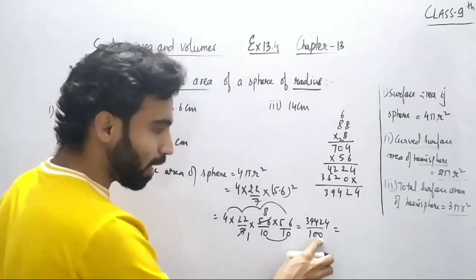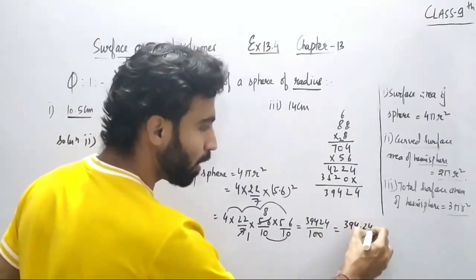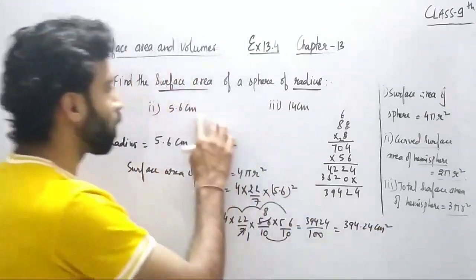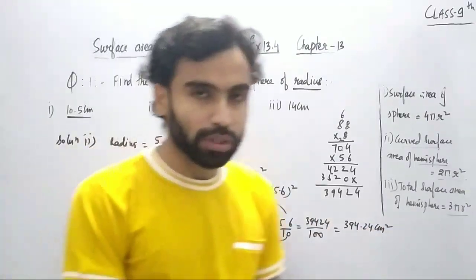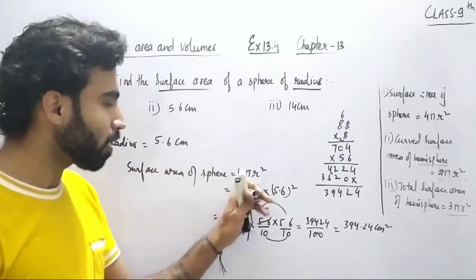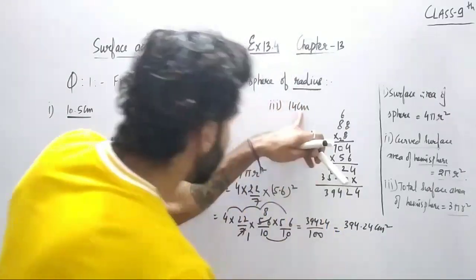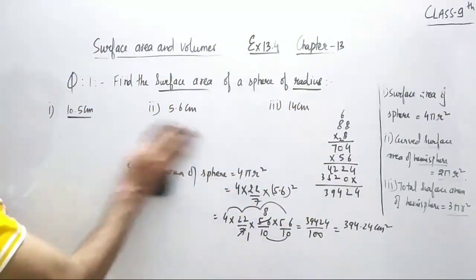Now how many digits are in the denominator? There are 2 zeros, so before the last 2 digits, what will we put? Decimal, so that will be 394.24 centimeter square because the radius was given in centimeters. So this is how you have to simply calculate the surface area of a sphere by applying the formula 4 pi r square, as I have told you, right? Now finally moving on to the last part of this question.